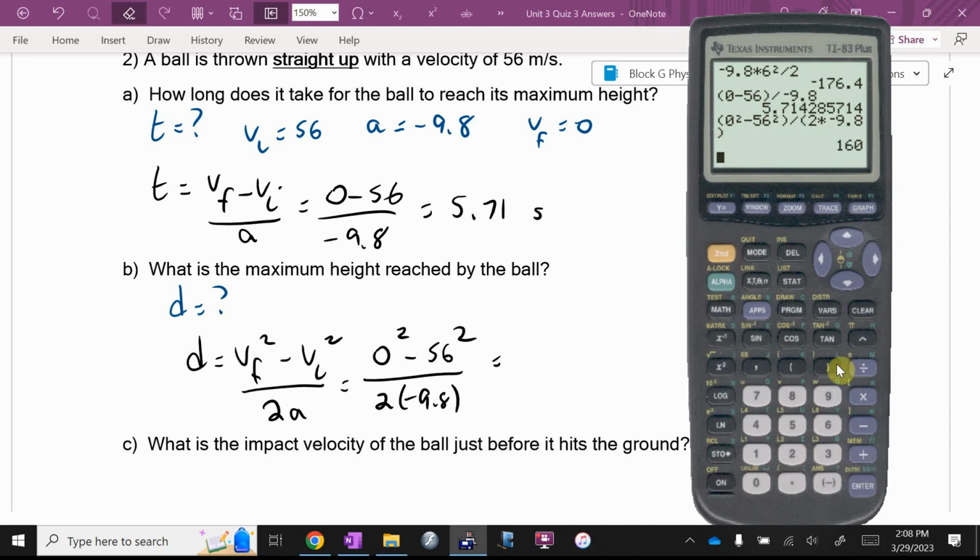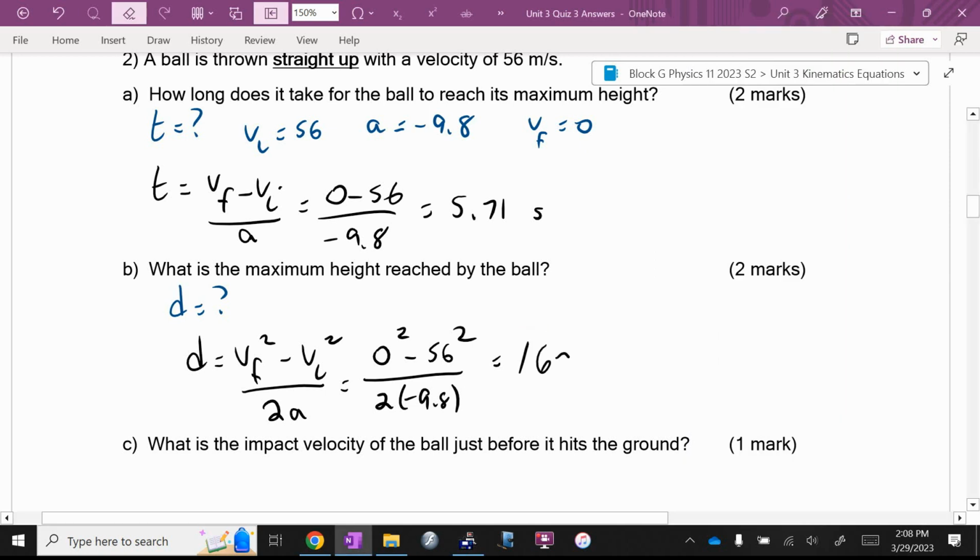Oh, wow. That's a fluke. Does it work out evenly to 160 even? Don't count on that. I don't care enough about you to spend my time trying to make these work out nice, especially that 9.8 just isn't a nice number to work with. Usually that's a fluke. 160 meters.